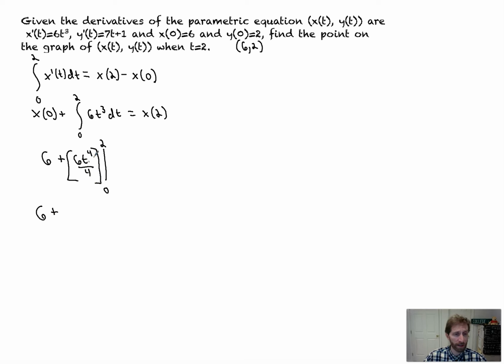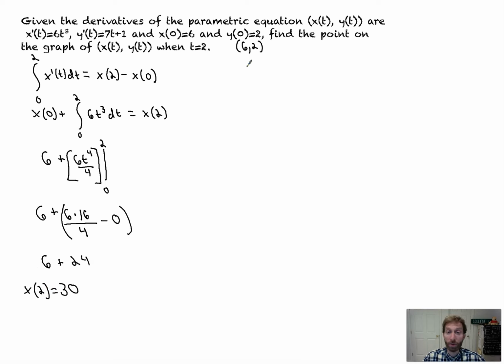So that's 6 plus, when I plug 2 into this, 2 to the 4th is going to be 16. So you're getting 6 times 16 over 4. And then when we plug in 0, that'll be minus 0. It's the fundamental theorem part. And so when we simplify this down, this will be 6 plus 16 divided by 4 is 4, times that remaining 6 is 24. And so that's equal to 30. So this is x of 2. That means the x-coordinate position, I should say, is 30 at time t equals 2.